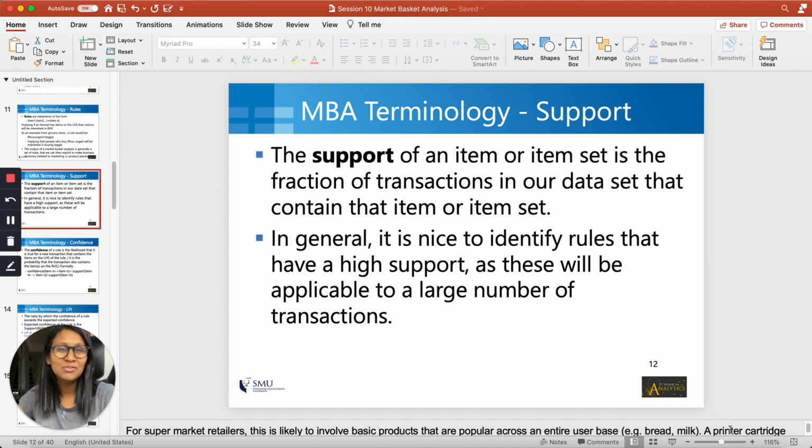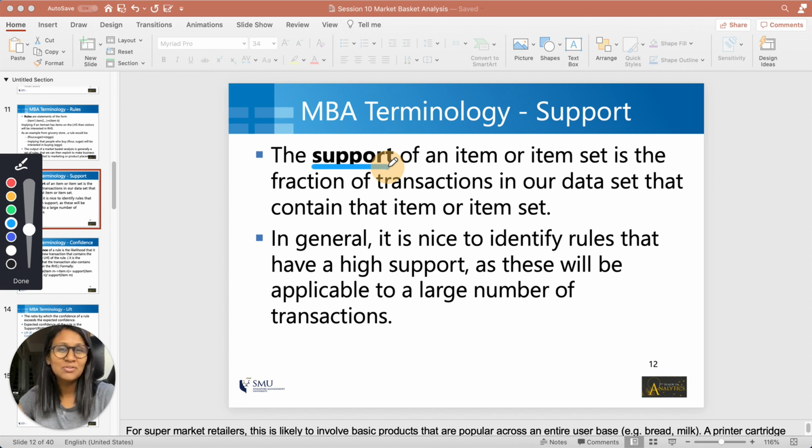So let's take a look at a very important concept related to market basket analysis, and this here is called the support. So what is the support of an item or an item set? Support refers to the frequency of purchase, and what it basically tells you is the percentage of transactions where a particular item or item set has been purchased.